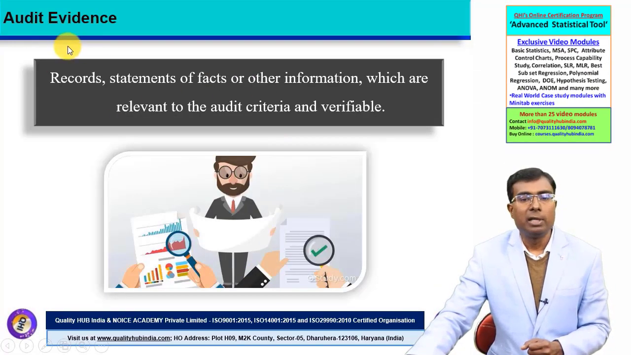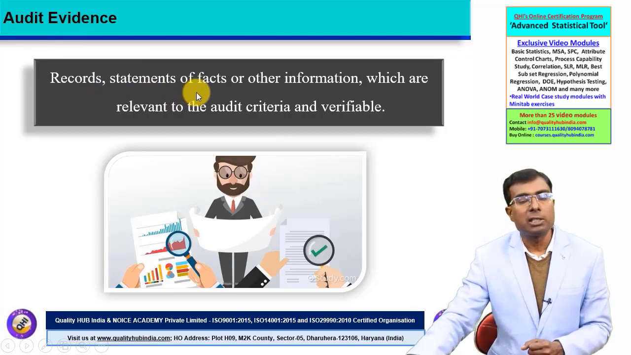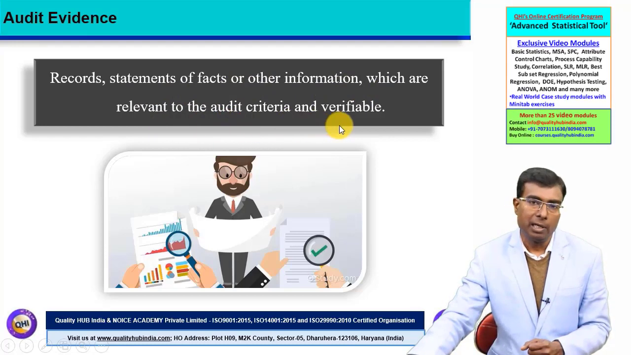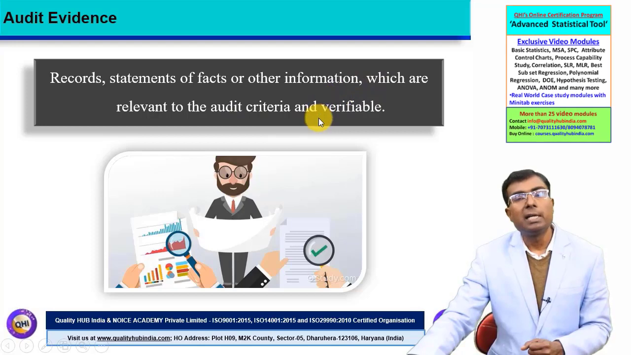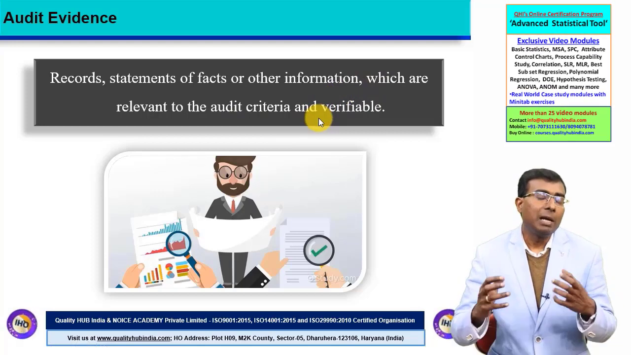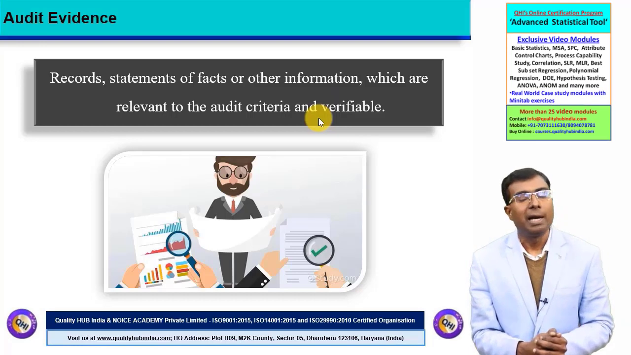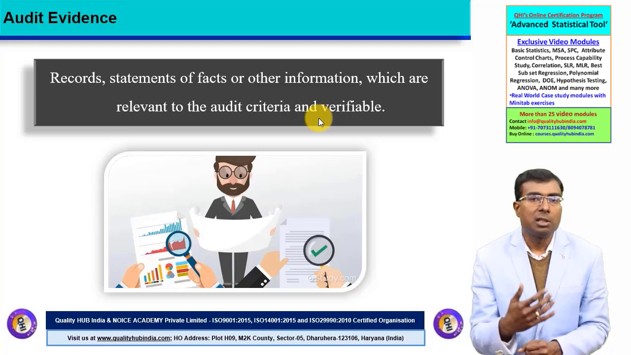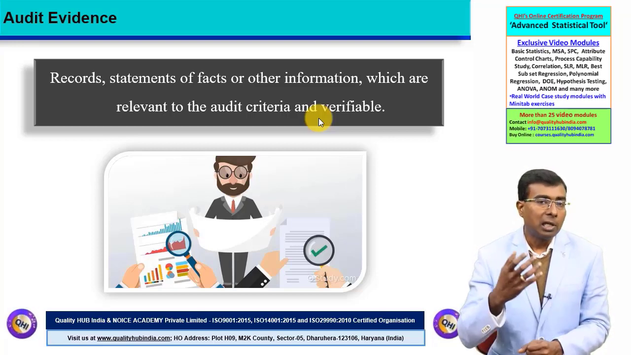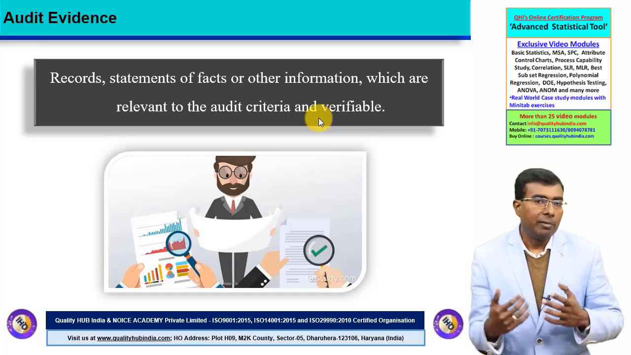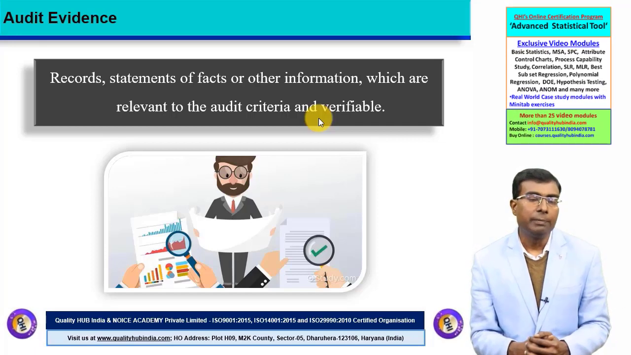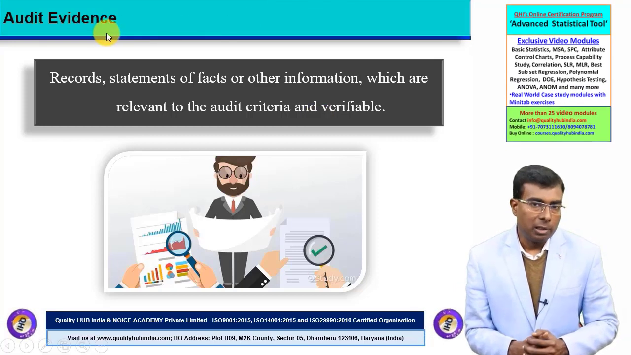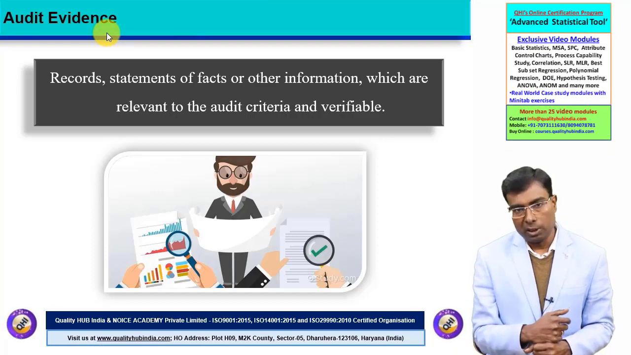The definition of audit evidence would be records, statements of fact or other information which are relevant to the audit criteria and verifiable. So the important element over here is it must be verifiable. That means you would be able to verify those things. Those are called audit evidence. So audit evidence could be maybe the hard copy of a register, a filled format, maybe the interview reports. Those are also audit evidences which can be verified by anybody. Audit evidences are basically required while conducting the audit to support your audit observations.